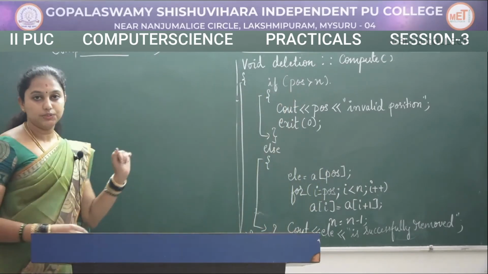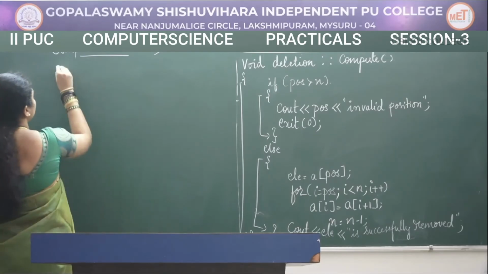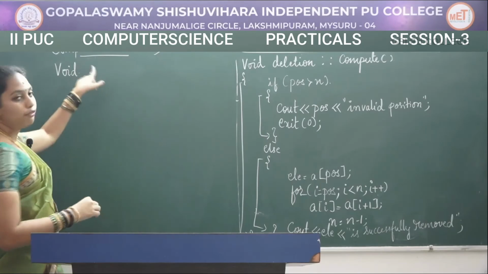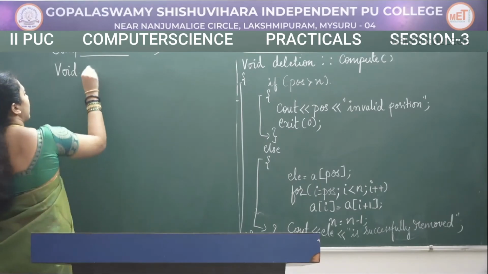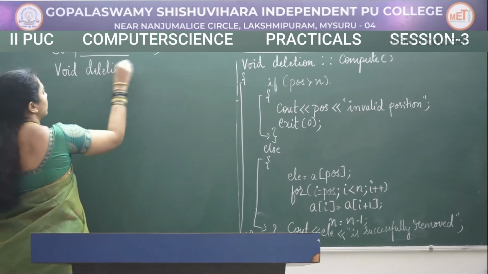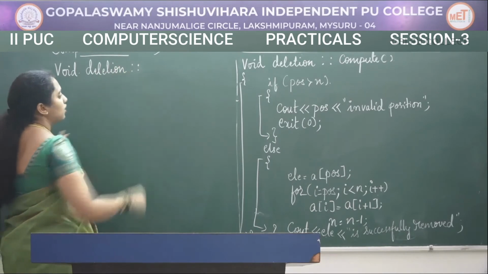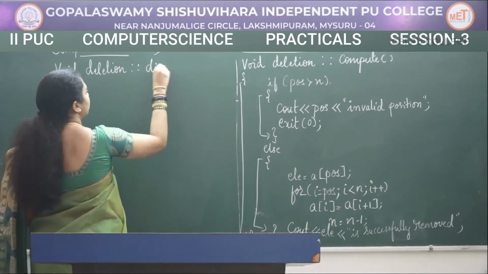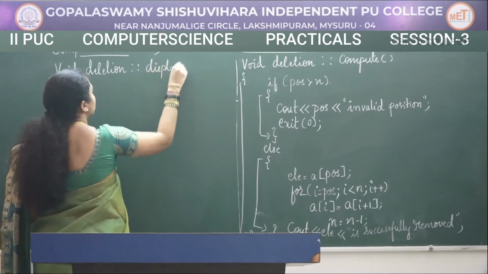So we are defining the function outside the class. So for that we have to mention the return type first, followed by the class name. What is the class name? The class name is deletion, followed by scope resolution operator, then the function name. What is the function name? The function name is display.